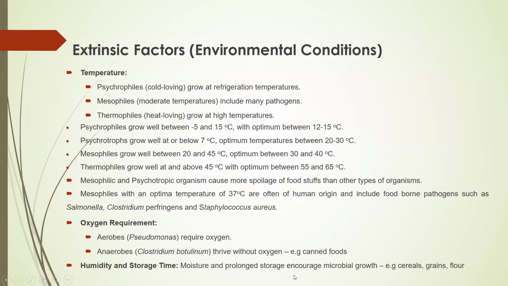Moisture and prolonged storage encourage microbial growth, like cereals, grains, and flour, even though they don't get spoiled easily. But if the atmosphere, the condition, we usually have heat and then you have humidity in the air, so they might get spoiled. So you can see your flour caking, your cereals clumping together and changing color to yellowish or orange or green or black coloration. And your sugar can become watery.